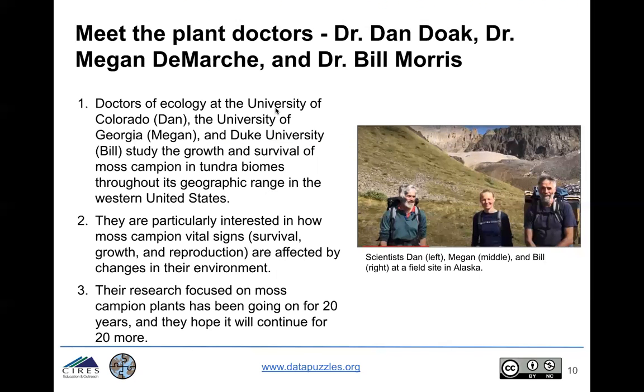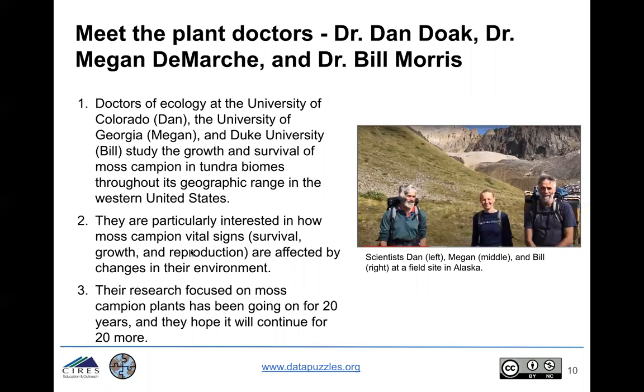These are the plant doctors, doctors of ecology at different universities across the United States, and they're studying the growth and survival of a specific type of plant, moss campion, in tundra biomes across a geographic range in the Western United States. They're particularly interested in how this plant and its vital signs are affected by changes in environment. The particular vital signs these scientists are interested in studying are the survival rate, the growth rate, and the reproduction rate.